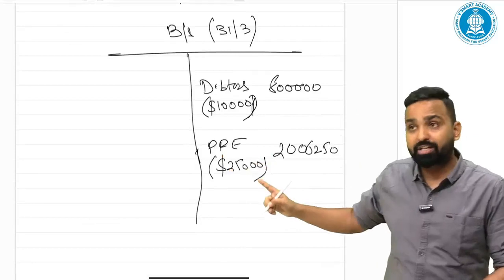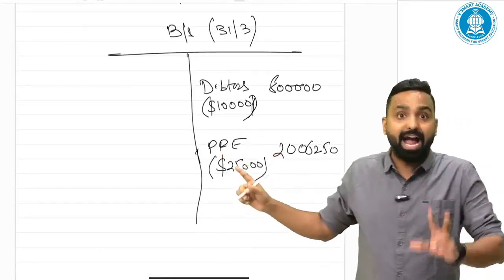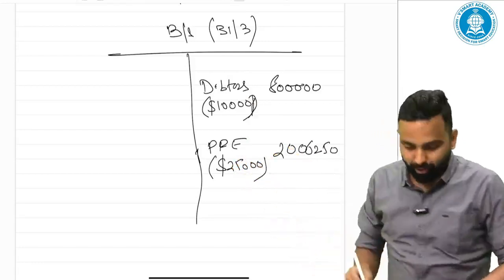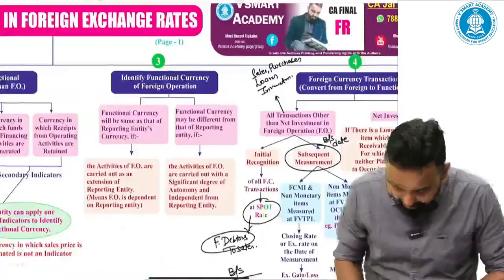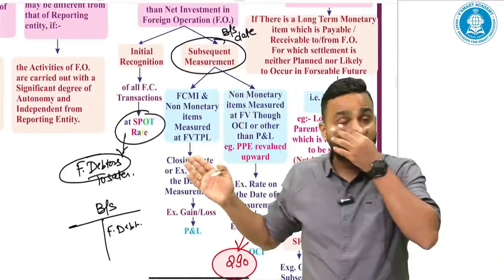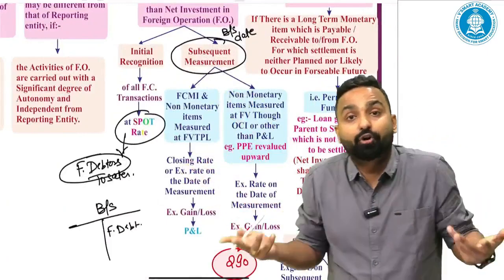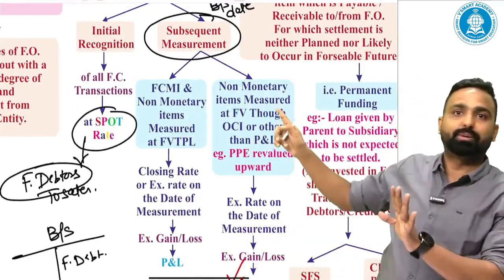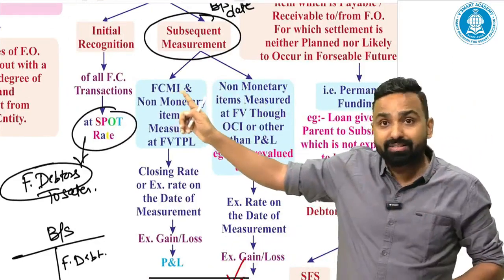So is there any foreign currency balance? Yes, the PPE also is originally a foreign currency balance. So debtor is my foreign currency balance, PPE is my foreign currency balance. So what to do? Technically, on balance sheet date, we need to check from our balance sheet whether there are any foreign currency balances. We divide all these foreign currency balances into two parts. The first, foreign currency monetary items.